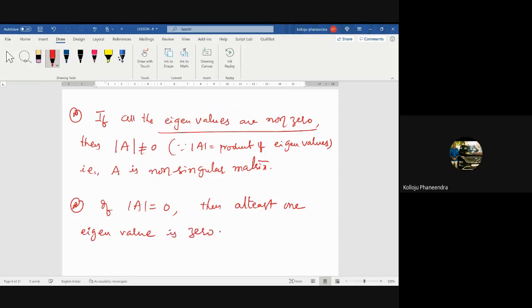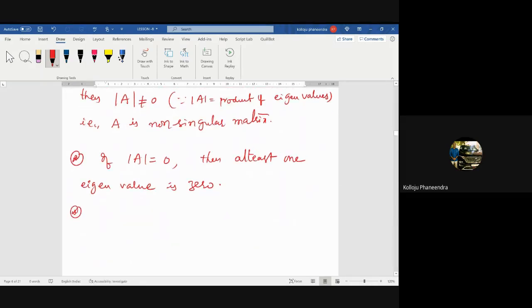At least one eigenvalue is 0. And similarly, how to write A inverse? A inverse exists means what? Det A not equal to 0. So using that one also, A inverse exists (in brackets, det A not equal to 0). A inverse exists, det A not equal to 0. This is IFF, means if and only if 0 is not an eigenvalue of A.